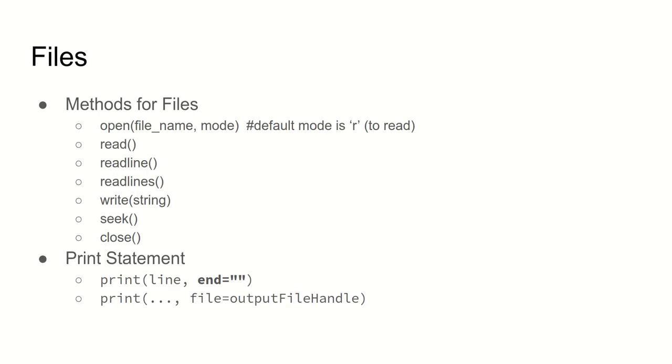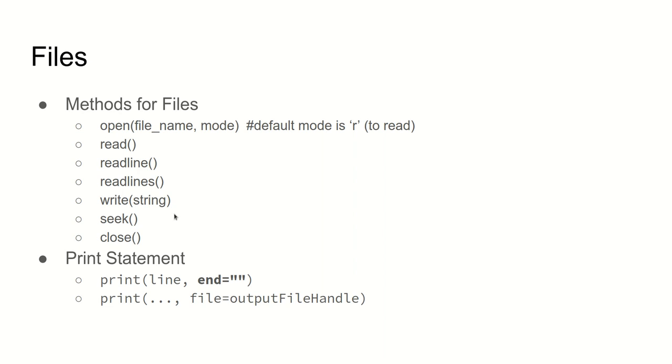So to review, we've seen a few different methods for files. We can open a file, giving it a file name and a mode like read or write or read-write. We can read the whole file, read a line, read all of the lines and get a list, write to a file, seek to a different position in the file, and close the file.